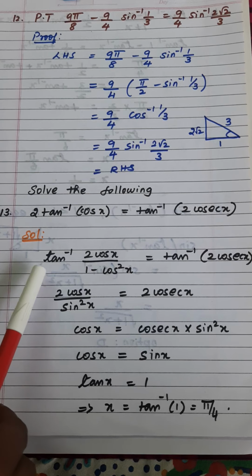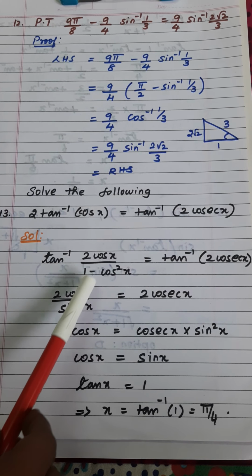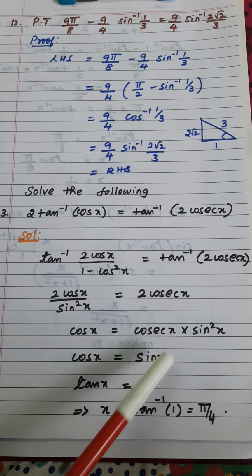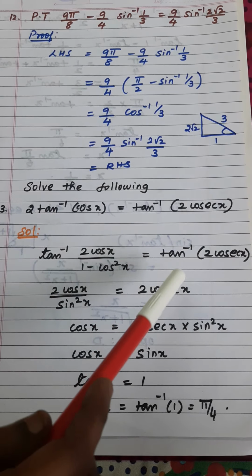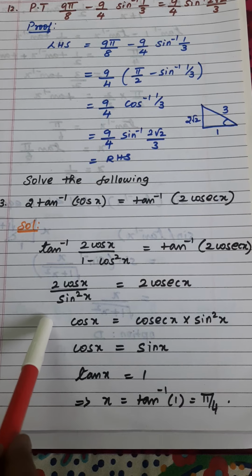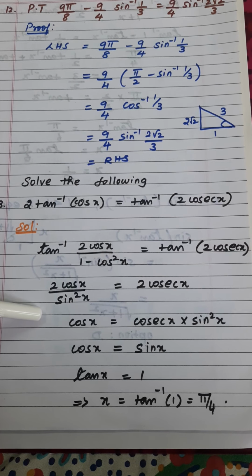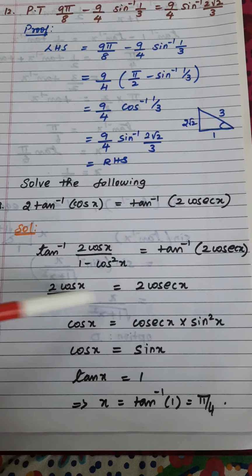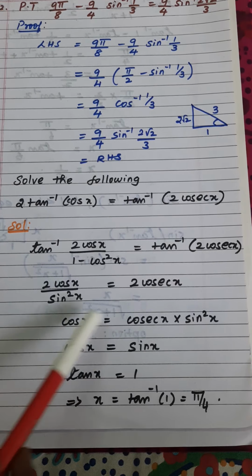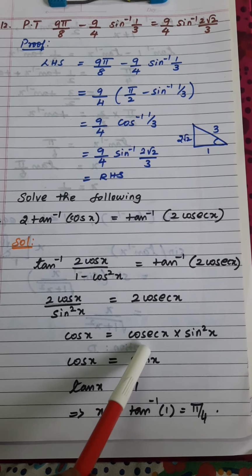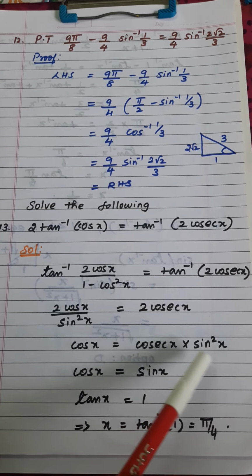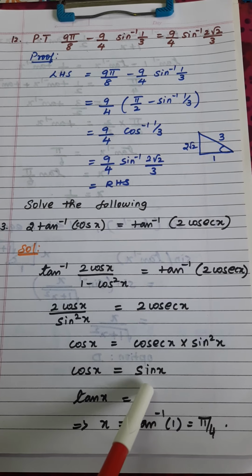Now we are applying the formula: tan inverse 2 cos x by 1 minus cos square x equals, as it is, tan inverse 2 cosecant x. Now we can cancel tan inverse on both sides. So the remaining is 2 cos x by 1 minus cos square x, which is sin square x, equals 2 cosecant x. Now what is common on both sides? 2 and 2. You can cancel 2 and 2, then cross multiply sin square x. So cos x equals cosecant x into sin square x, and we know that cosecant x is 1 by sin x. So we can cancel sin square and sin, the remaining is sin x.